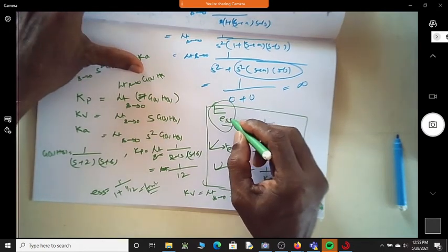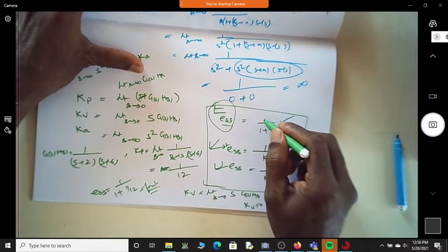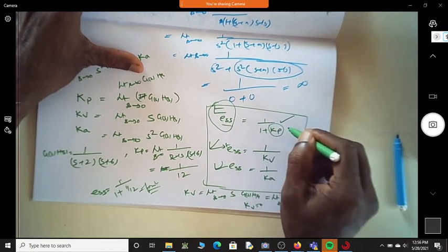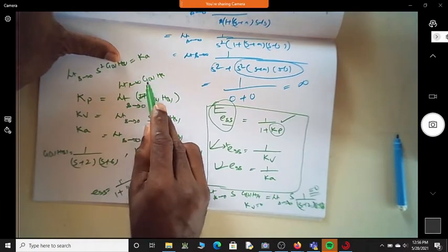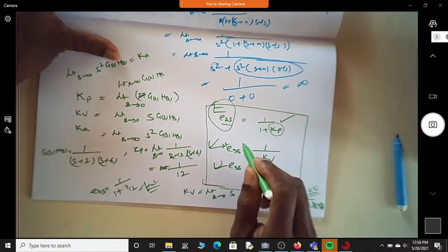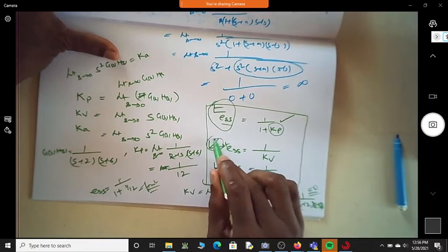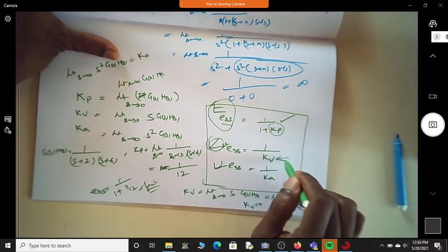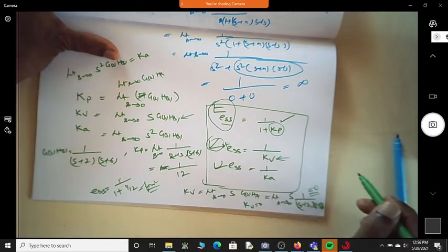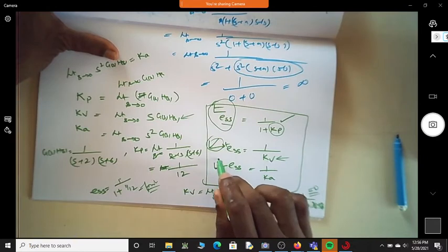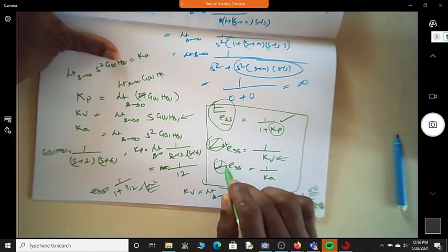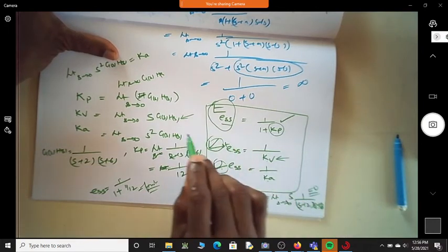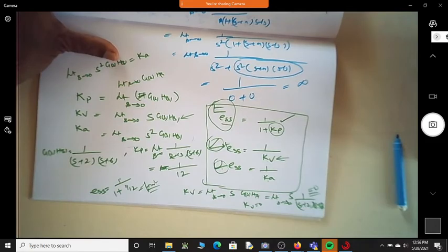If the type of input is step input, this is the expression: 1 over 1 plus Kp. What is the expression for Kp? It is limit of s tending to 0, GFS into HFS. If the input is a ramp, the steady state error is 1 over Kv. What is the expression for Kv? It is this. Then, if the input is parabola, what is the error? It is 1 over Ka. Expression for Ka, it is s square into GFS into HFS.